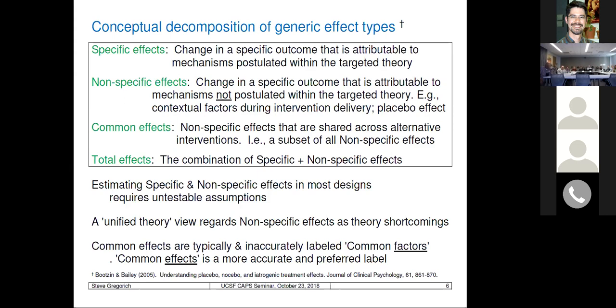And really, I do want to point out that if you take a unified theory perspective, non-specific effects are shortcomings of your theory. In other words, your theory is too narrow to incorporate all of the important facets that might affect the outcome of interest. And just as an aside, common effects are usually called common factors, which I think is a mistake, and I think has led to some confusion. What I call common effects are a subset of non-specific effects, so clearly they are effects. And there's a difference between factors and effects, because common factors don't necessarily have common effects.